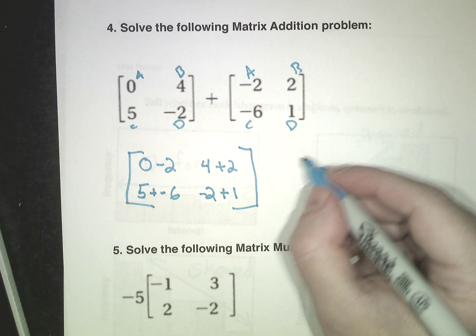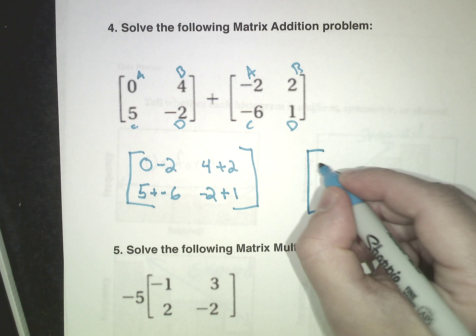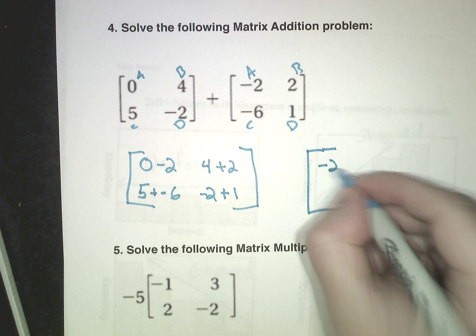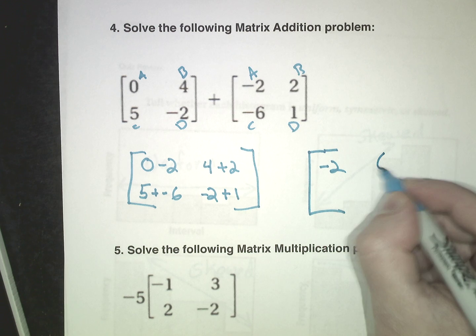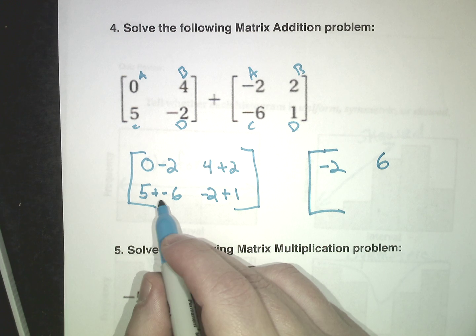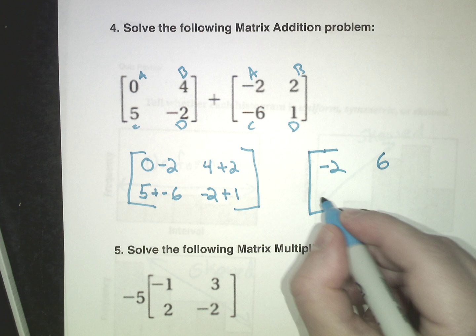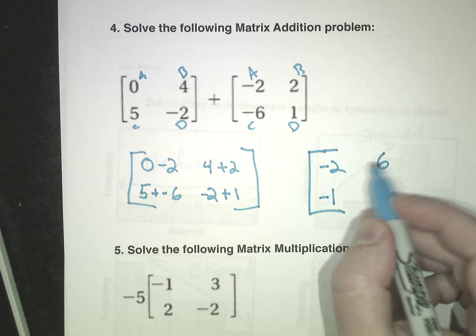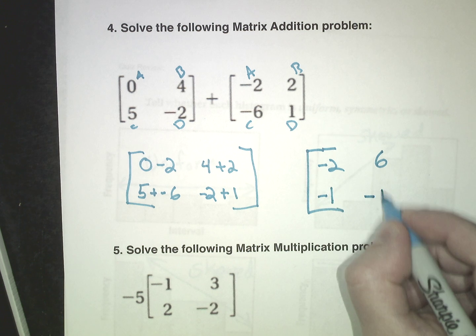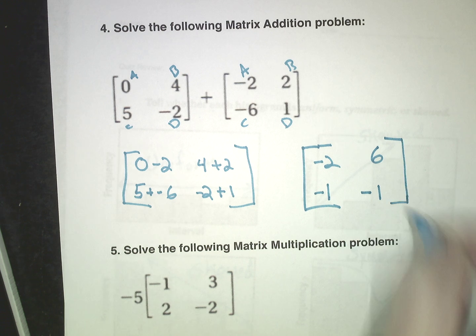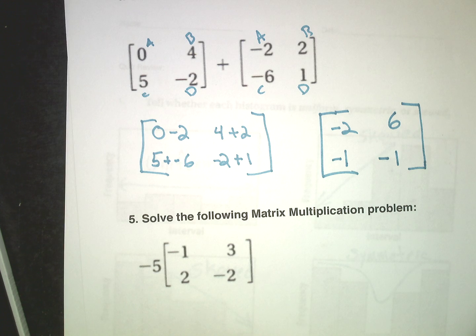0 minus 2, keep it in the same position, negative 2. 4 plus 2 is 6. 5 plus negative 6 is negative 1. Use your calculator here. Negative 2 plus 1 is negative 1. That's my new matrix. Done.